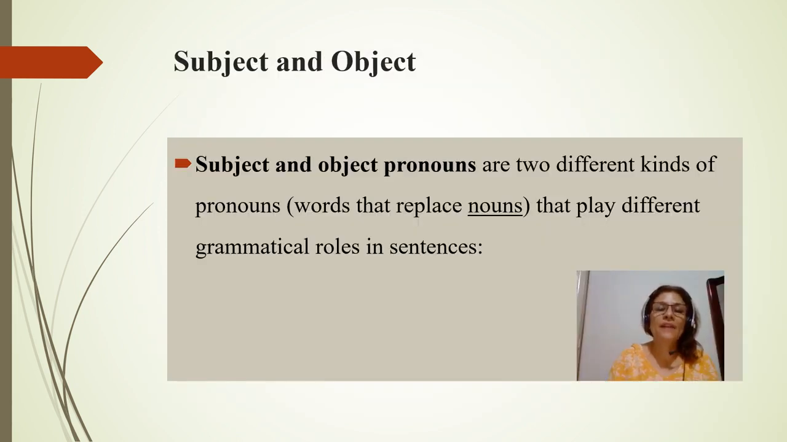Then we have subject and object, okay? Subject pronouns, we have I, we, you, and they, okay? Refer to a person. We have the object pronouns, me, us, him, her, refers to the person or thing affected by an action, okay? Normally they go after a verb or a preposition.